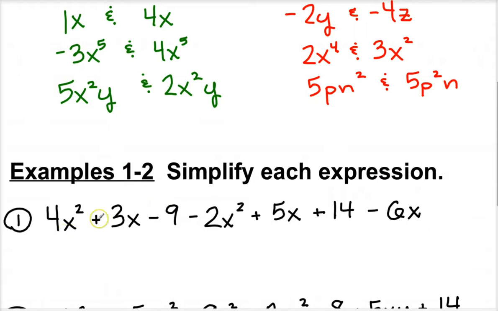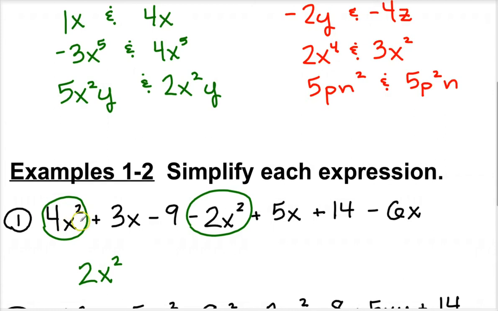I'm going to start with this 4x squared. In order to combine it with anything else in this expression, we need to find other terms that also have an x squared in them. Let's take a look. We have a negative 2x squared, so I'm going to circle that, and that's the only other term that has an x squared in it. When I combine these, I've got 4x squared minus 2x squared. Well, 4 minus 2 is 2, so I'm left with 2x squared. I combine my coefficients by taking 4 minus 2, and I'm going to leave my variable and my exponent alone.